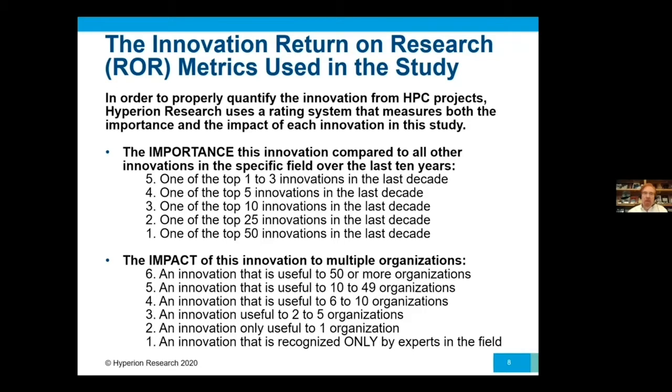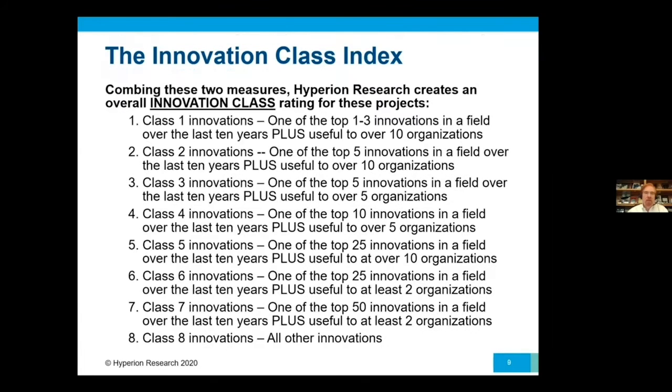The impact scale is how useful that discovery or innovation is. The lowest rating would be a 1, meaning it's only recognized by experts in the field. A 2 would be an innovation that's only useful to one organization, typically the one that discovered it. And the highest level, 6, would be an innovation that's useful to 50 or more organizations.